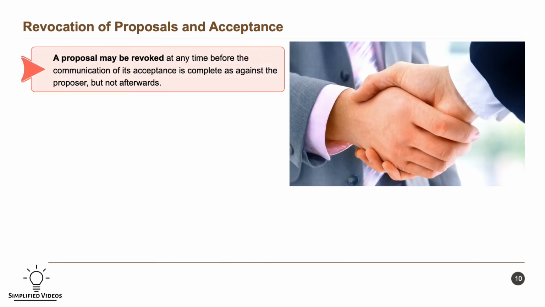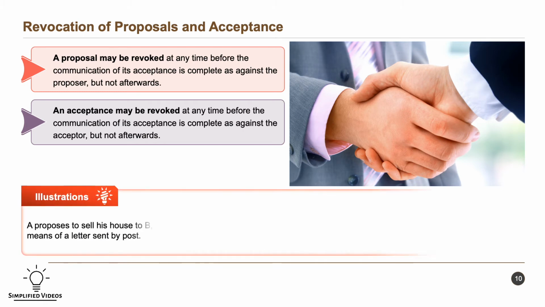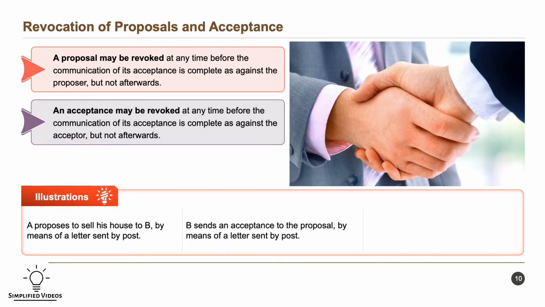A proposal may be revoked at any time before the communication of its acceptance is complete, as against the proposer, but not afterwards. An acceptance may be revoked at any time before the communication of its acceptance is complete, as against the acceptor, but not afterwards. For example, A proposes to sell his house to B by means of a letter sent by post. B sends an acceptance to the proposal by means of a letter sent by post. A can revoke his proposal any time before or when B posts his letter of acceptance, but not afterwards. A proposal may be revoked at any time before the communication of its acceptance is complete as against the proposer, but not afterwards.